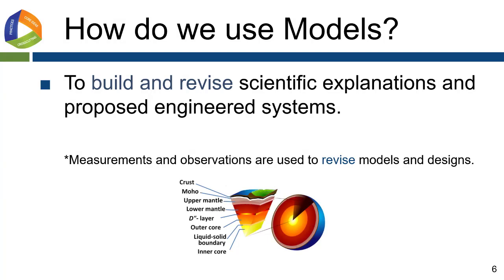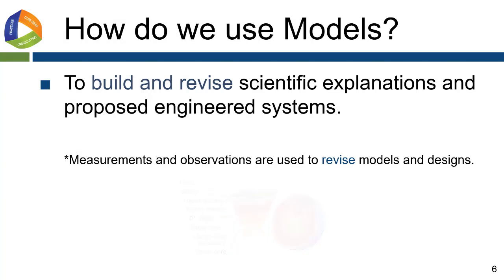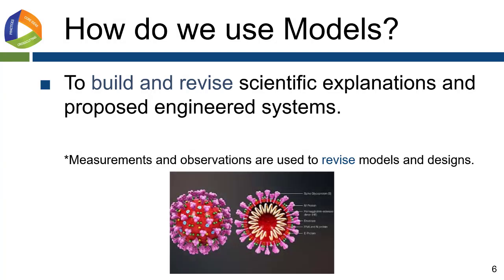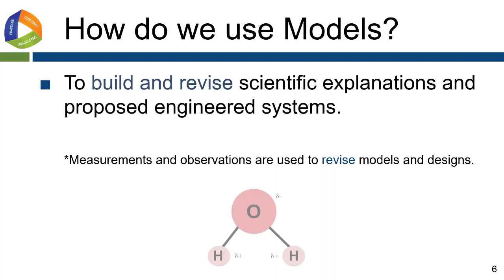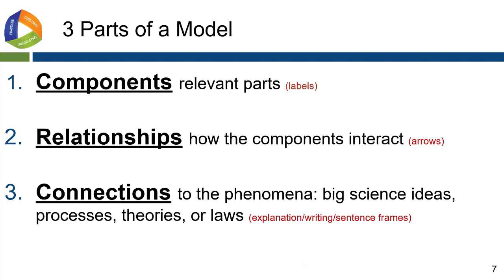How do we use models? We use models to build and revise scientific explanations and to propose engineered systems. Measurements and observations are used to help revise the models and designs. There are three parts of a model that we want to see when using this strategy in the classroom.